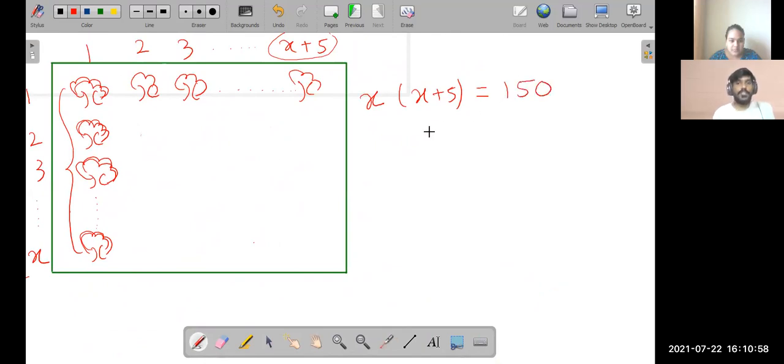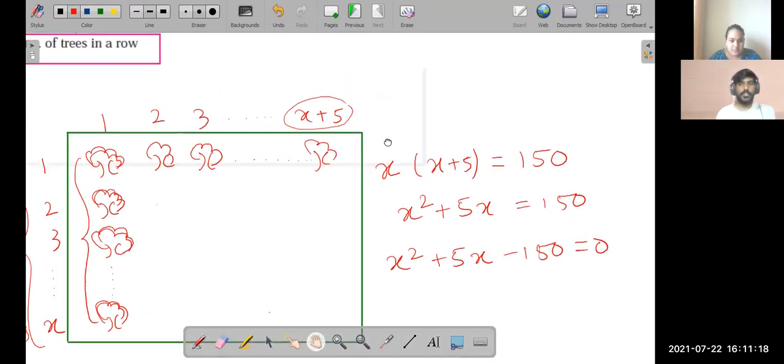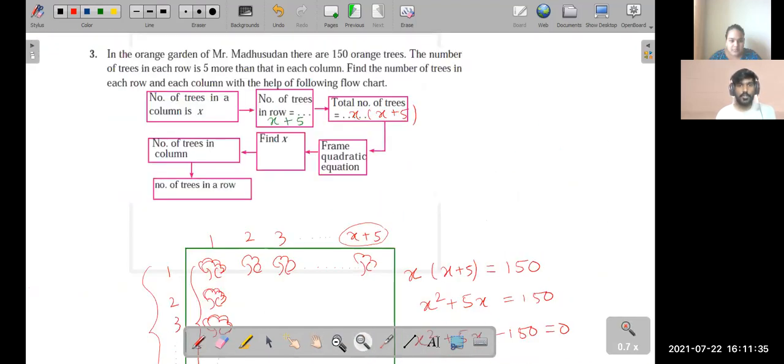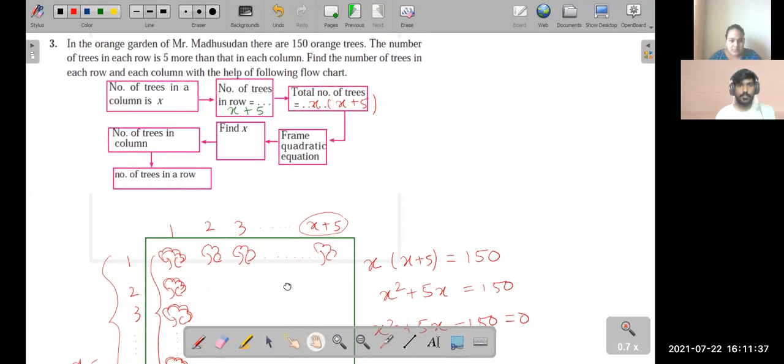Now, next you have to just solve this equation. X into X will be X square plus 5X is equal to 150. Take 150 to the other side. So you'll have X square plus 5X minus 150 equal to 0. So this is your quadratic equation. And now you have to just solve this quadratic equation. Can you solve this quadratic equation? Okay, now I understand. Yeah, got it.